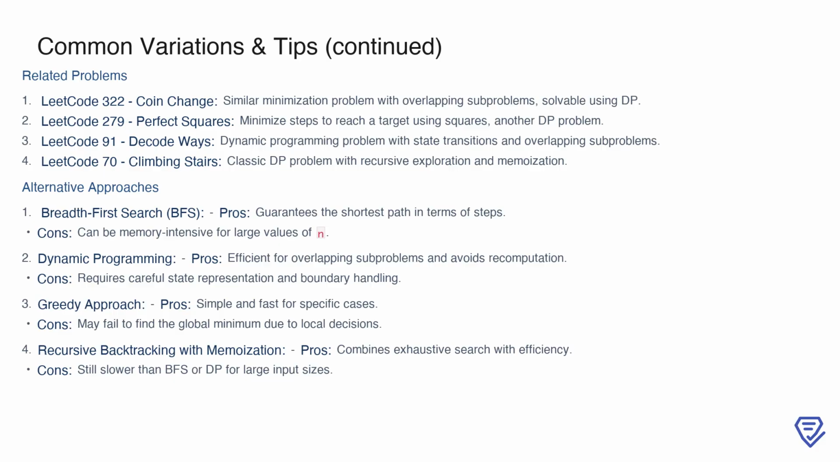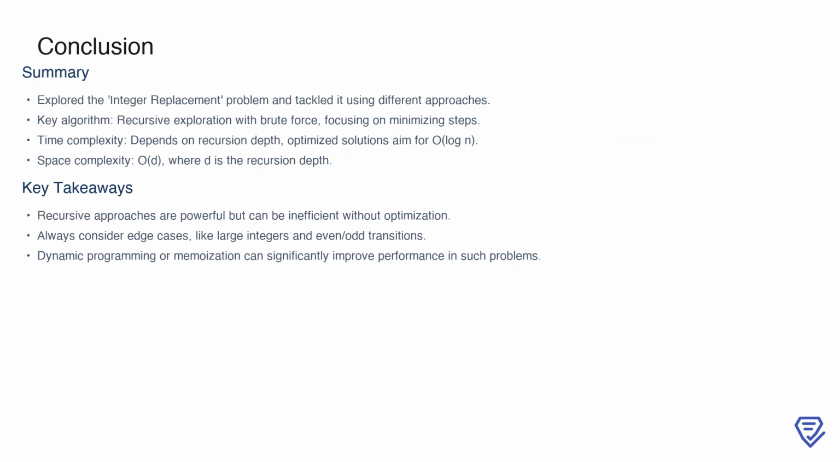Each of these methods has its pros and cons, and the choice of approach should depend on the specific constraints and requirements of the problem you're solving. That brings us to the end of today's discussion on the integer replacement problem. We explored various approaches, analyzed their trade-offs, and highlighted key insights. Remember the importance of optimization techniques like memoization in recursive problems.